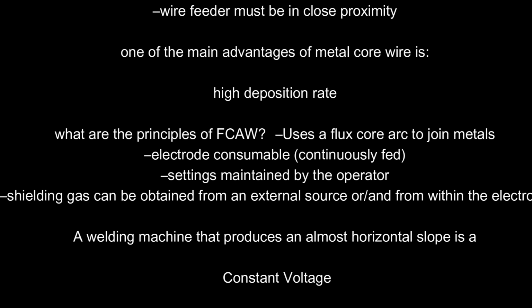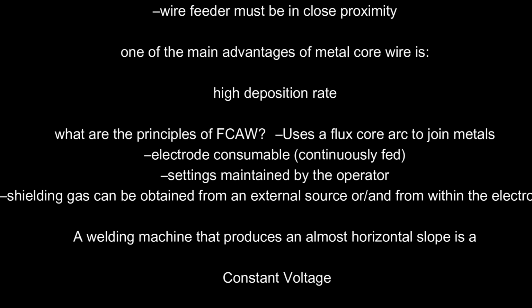One of the main advantages of metal core wire is high deposition rate. What are the principles of FCW? Uses a flux core arc to join metals, electrode consumable, continuously fed, settings maintained by the operator. Shielding gas can be obtained from an external source or from within the electrode.